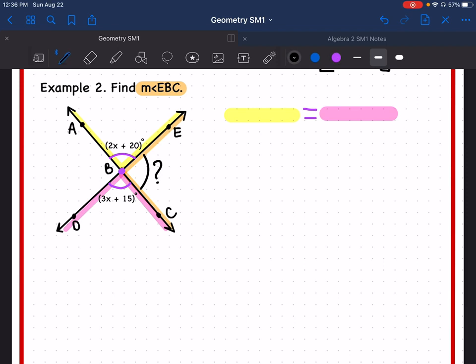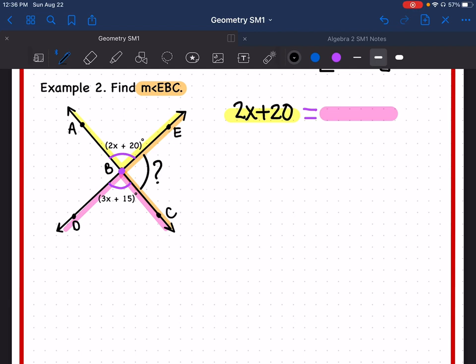Let's go ahead and plug them in. Now remember, you don't need the parentheses because the parentheses are there for substitution purposes, to make sure you substitute in and do everything, not just 2 times whatever x is.